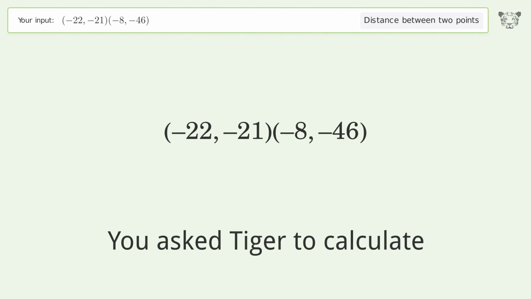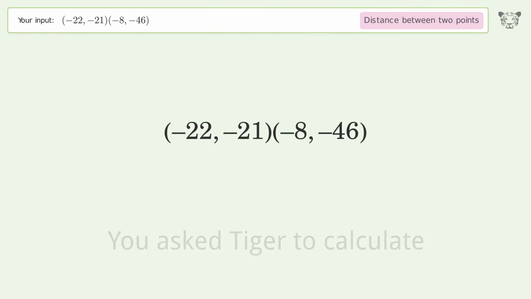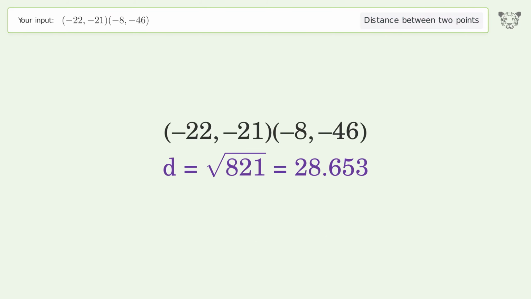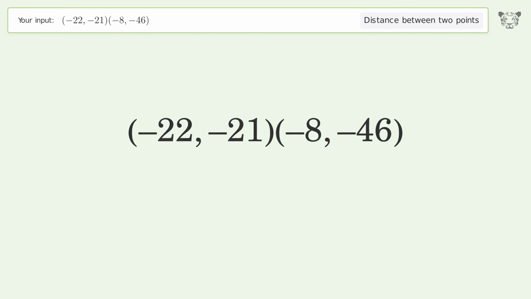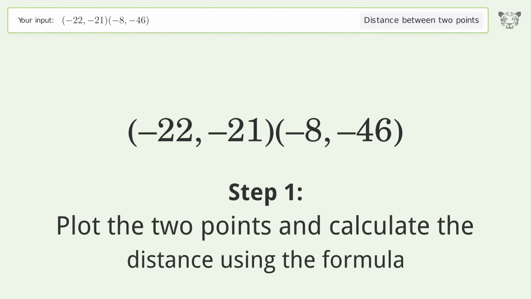You ask Tiger to calculate. This deals with the distance between 2 points. The distance between the 2 points is the square root of 821, or 28.653. Let's solve it step by step. Plot the 2 points and calculate the distance using the formula.